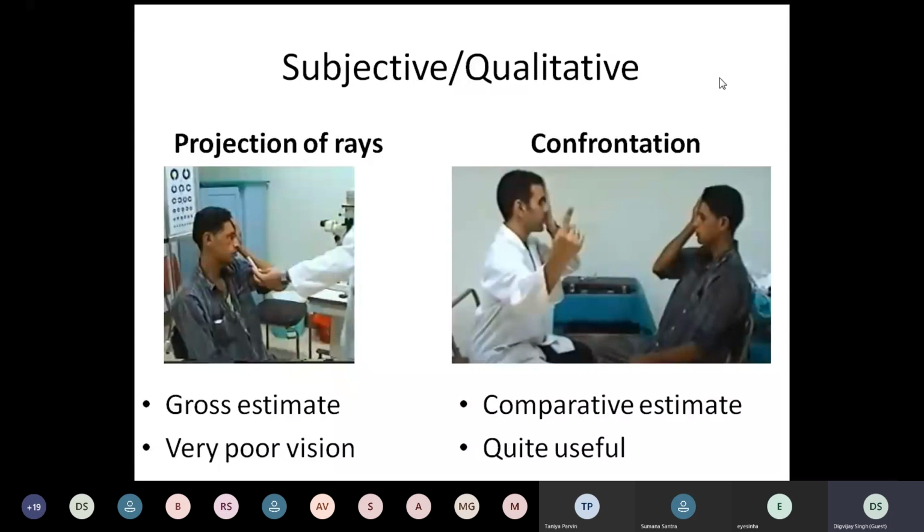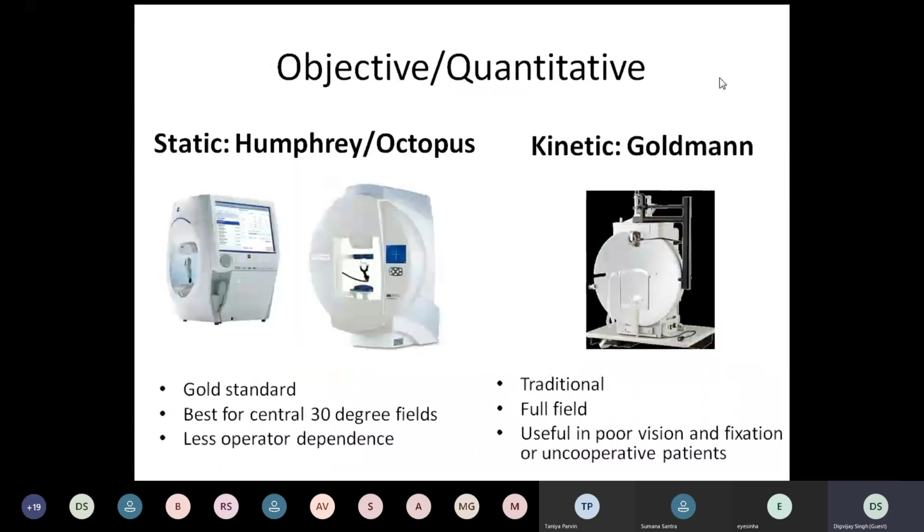So if the examiner can see it, but the patient is unable to see it, that means that his field is probably constricted. So these all will give you a subjective kind of evaluation. You will not get a definitive objective evaluation. For the objective method, you have to use the static field, which is the Humphrey here, or the Octopus, which you can see on your left side of the screen, or you can use the kinetic, as I said, which is the Goldmann perimeter you can see on the right side of the screen.